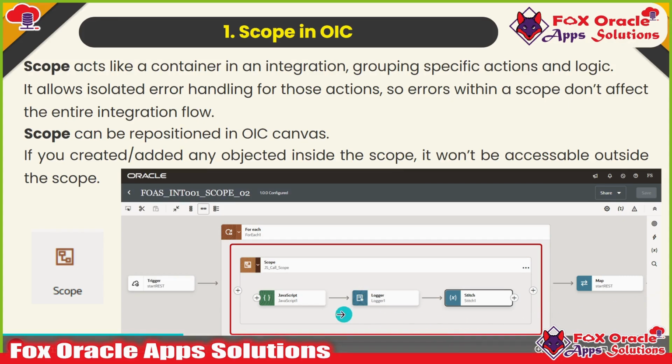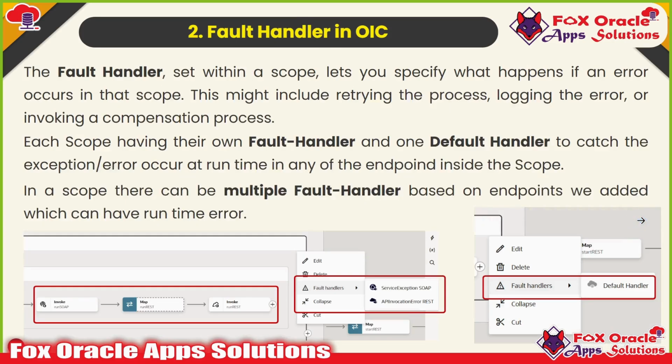For example, we invoke this JavaScript call in our integration, and we got an error, right? That's why each and every scope we add in an integration has its fault handler. First there is the default handler, and beyond the default handler, if we have various endpoints added in the integration, each can have a fault handler for different errors for that specific API. In simple terms, a fault handler is like the catch block in programming languages, or the exception handling block in PL/SQL. It is the same here in the fault handler.